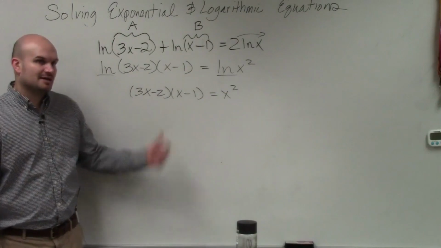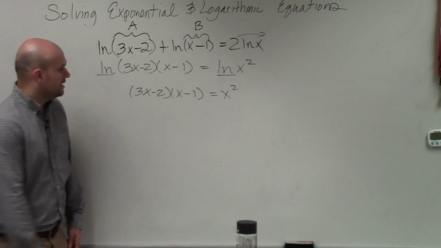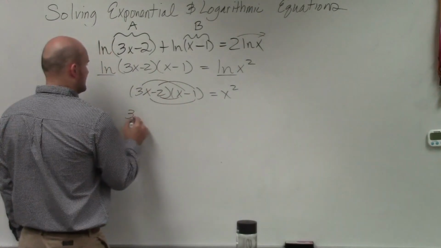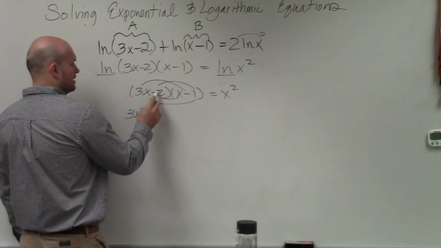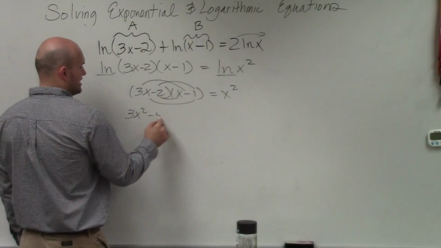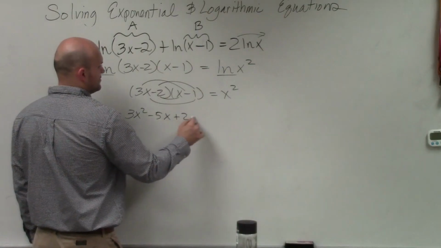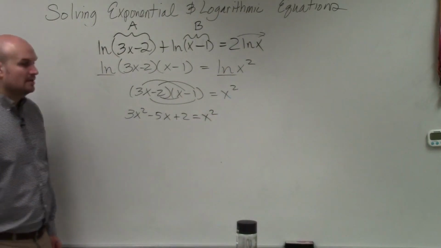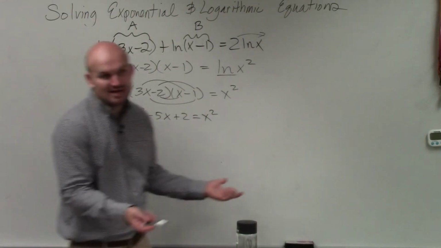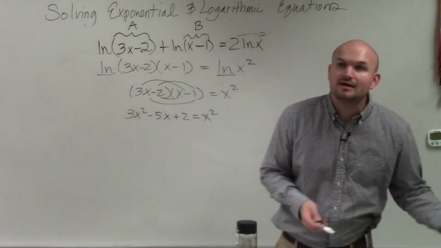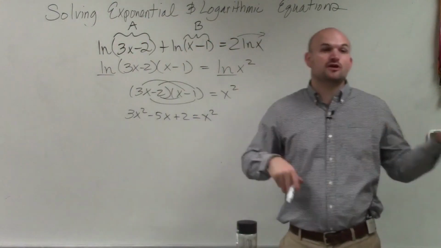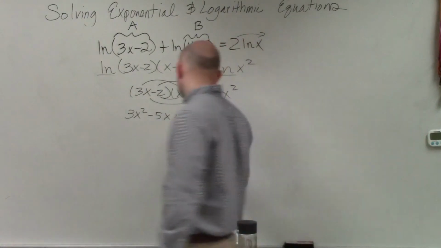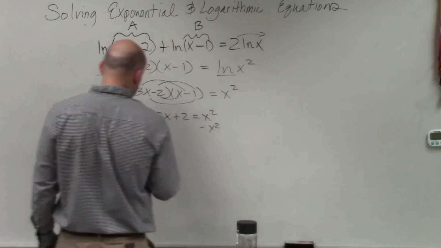And then obviously, I can go ahead and do my math here. When using FOIL, I get 3x squared, minus 3x, so minus 5x plus 2 equals x squared. Now, obviously, I will need to solve for x. I notice that this is a quadratic. I remember from Algebra 2, when I want to solve quadratics, I want to set it equal to 0 and solve it.